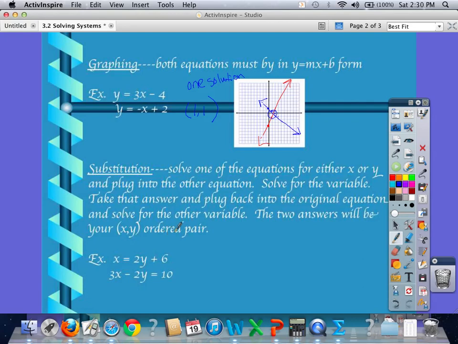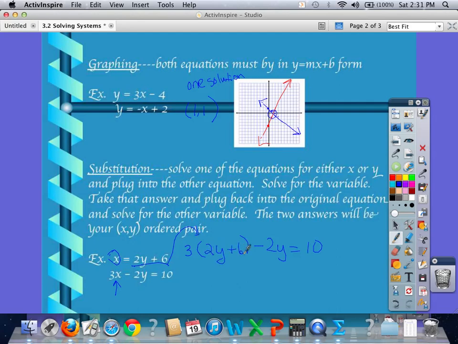So, for example, this one says x is equal to 2y plus 6. And the next one says 3x minus 2y equals 10. Well, I noticed that one of these is already solved for a variable. So I can just take this one because it's saying that x is this. If x is that, I can plug it in on the other equation. I'm going to take 3 and put a big placeholder, minus 2y equals 10. Then I take this and plug it in right there. So this is going to be 2y plus 6.